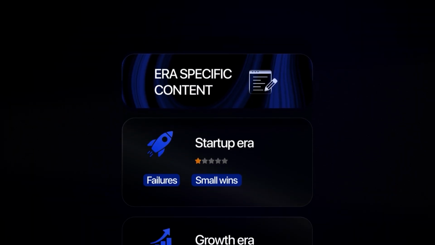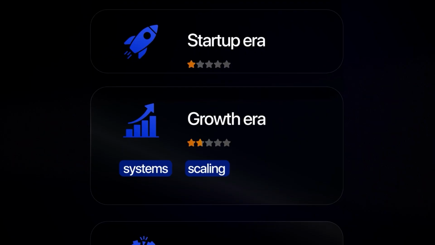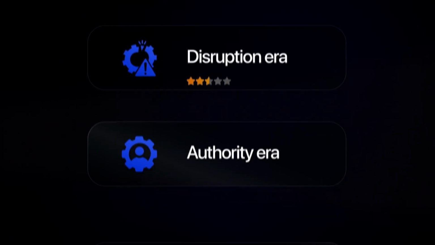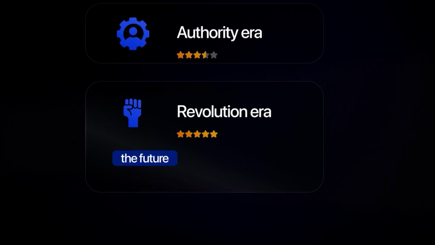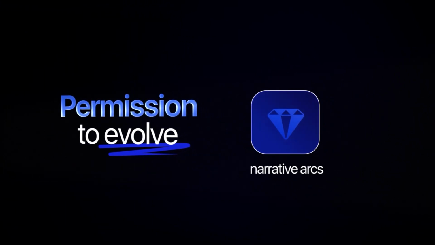Once you identify your movie and your era, there's era-specific content. So startup era posts about failures and small wins. Growth era posts about systems and scaling. Disruption era posts about why everyone else is wrong. Authority era posts about industry insights. Revolution era posts about the future. And why these eras matter is because they give you permission to evolve, they create narrative arcs that people can follow, prevent content fatigue, align your business reality, and just make planning easier for your content.